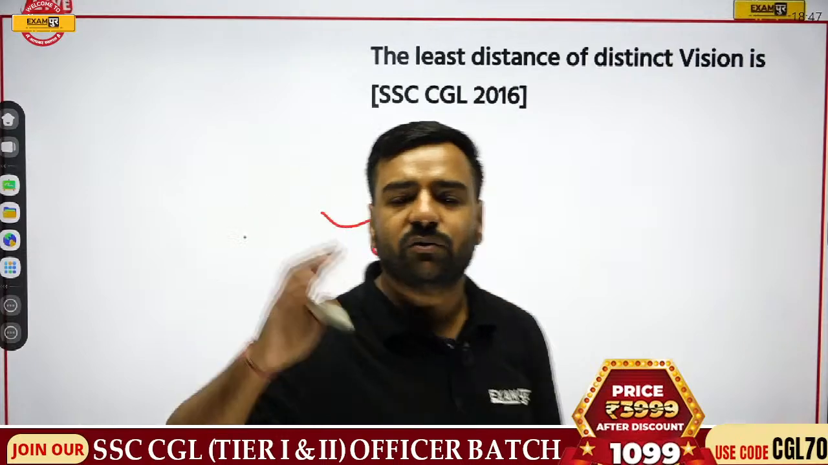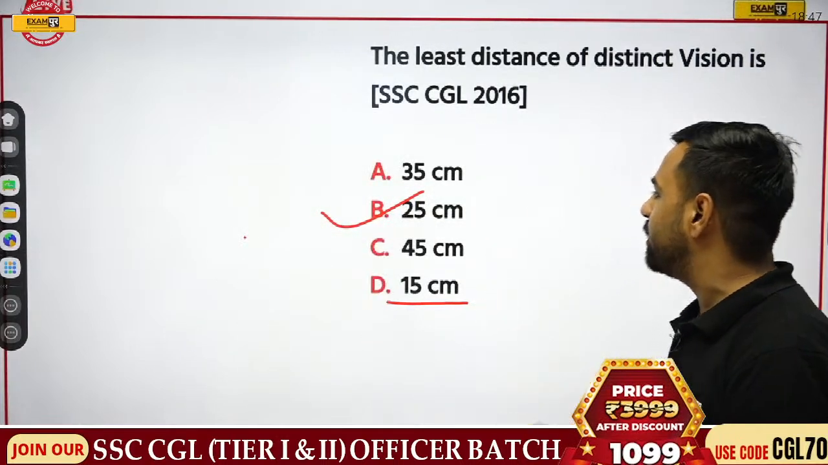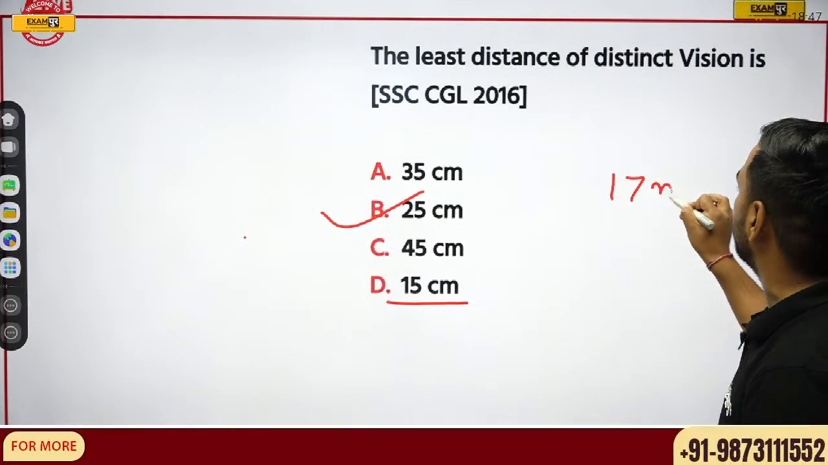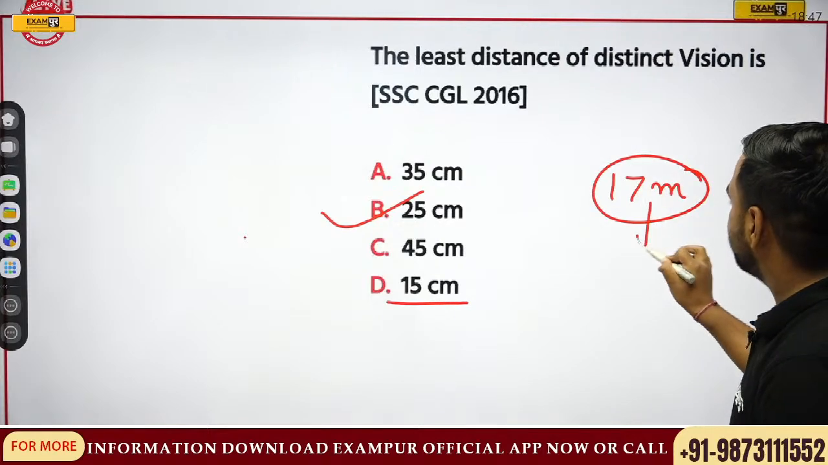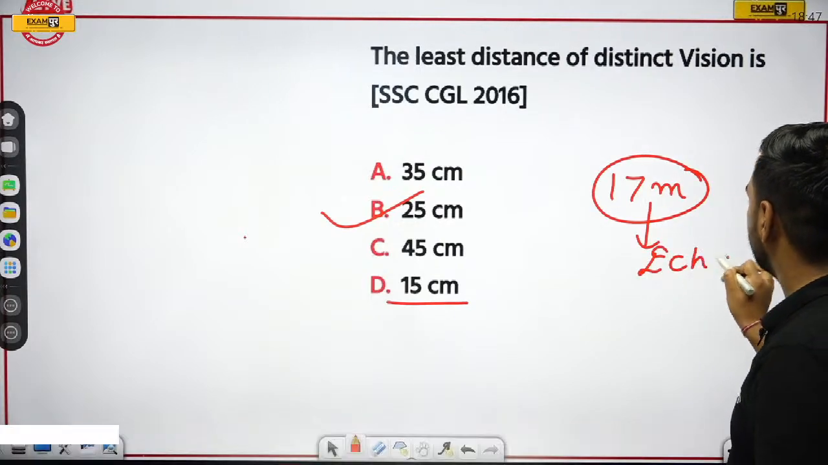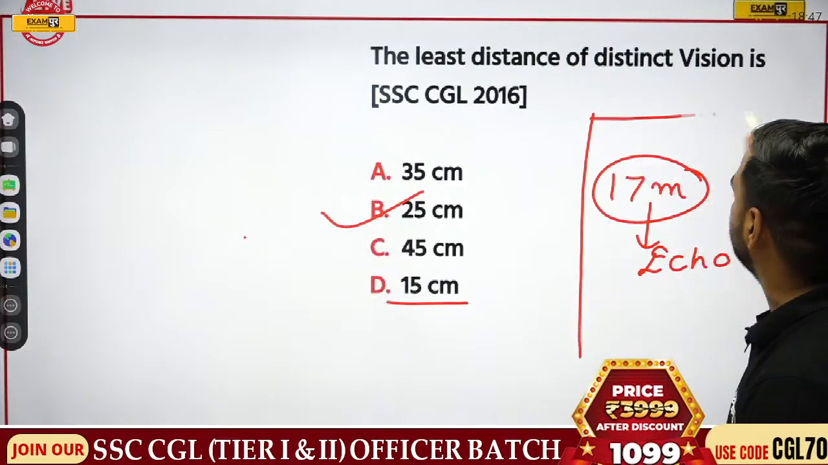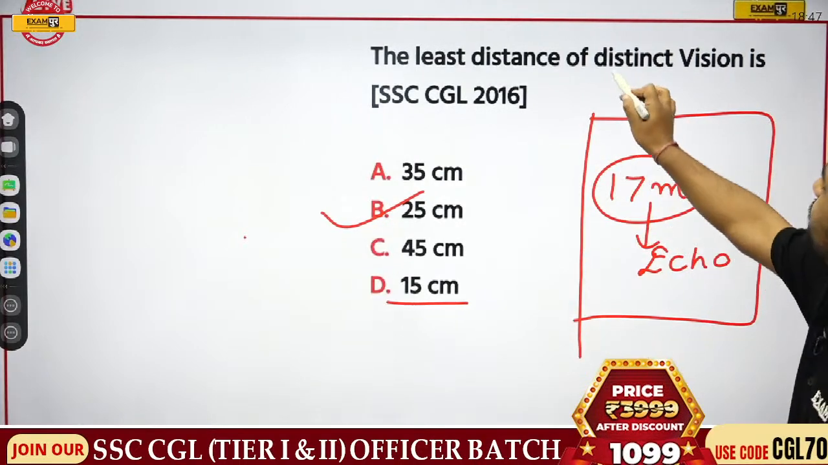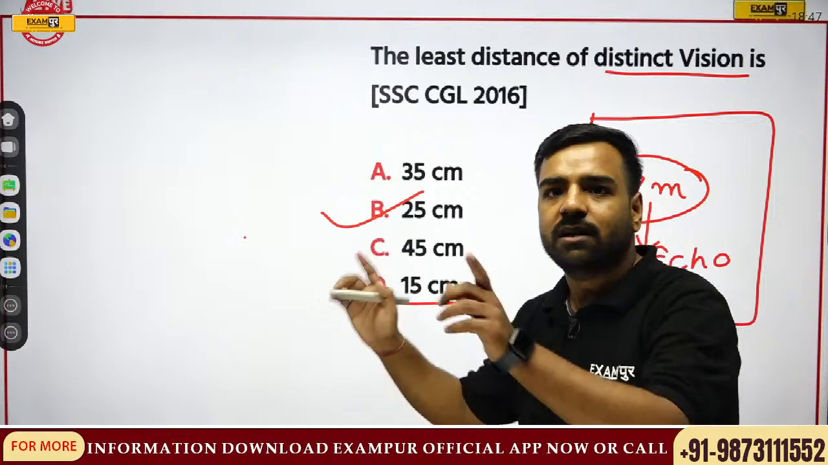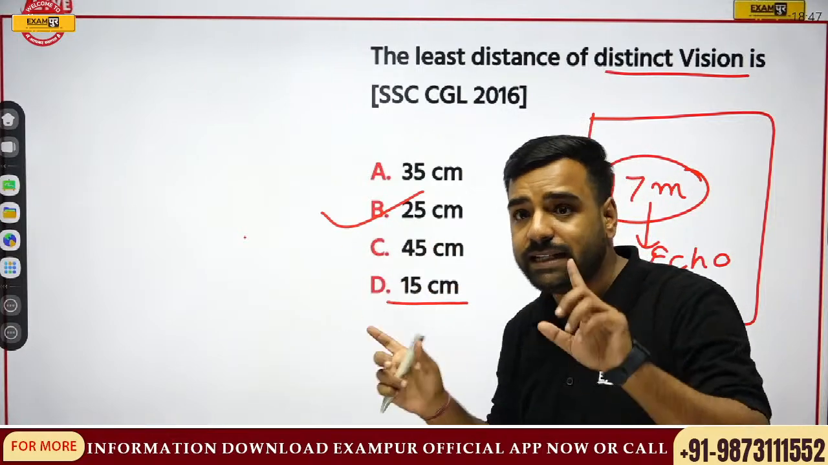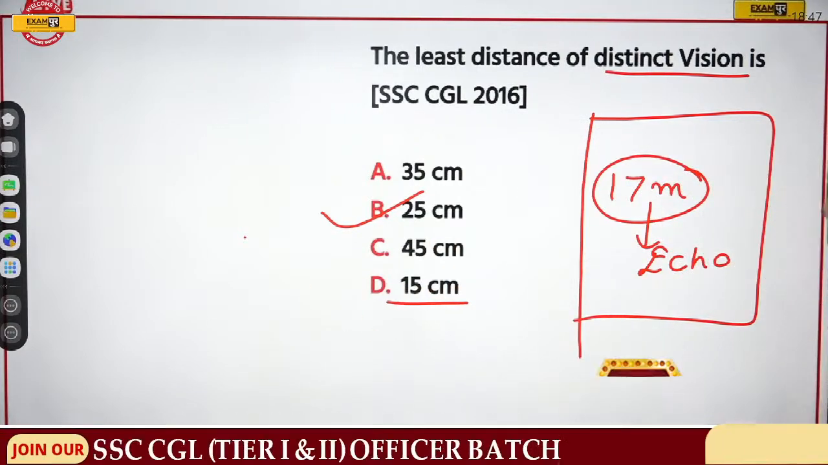And the ones who were giving the answer of 15 centimeter, I guess you were going by that 17 meter. This is actually the distance for echo. So the minimum distance for echo is 17 meter. But the least distance for distinct vision is actually 25 centimeter. So all these things are important. Please do not forget. So this point is clear now.